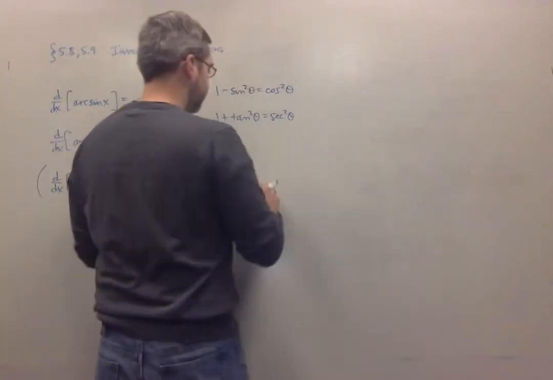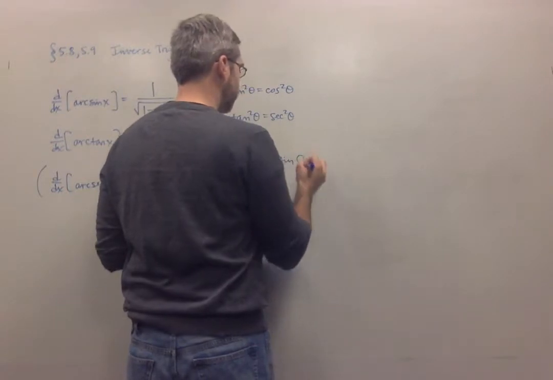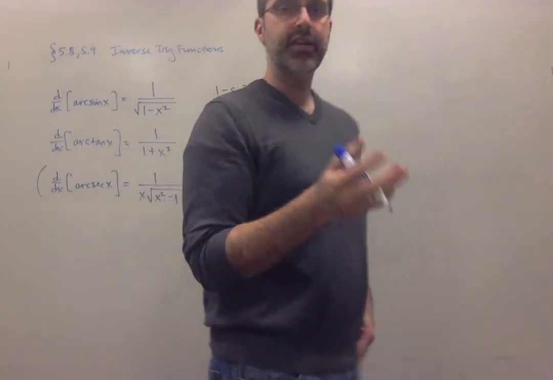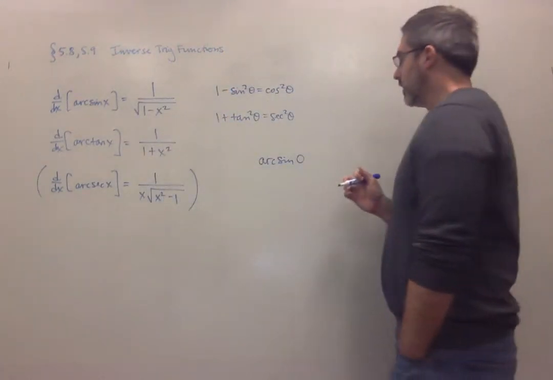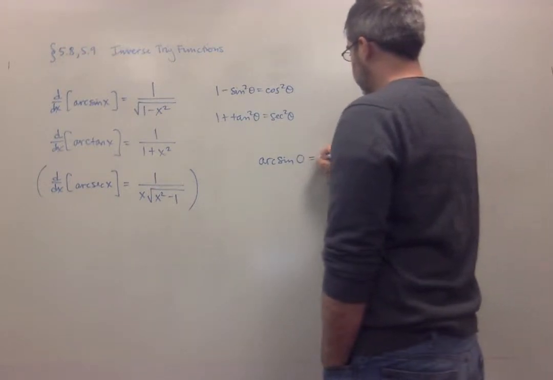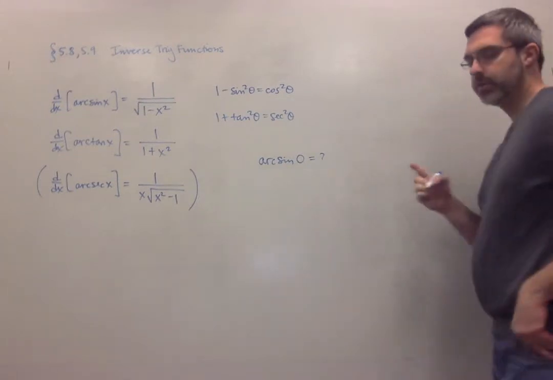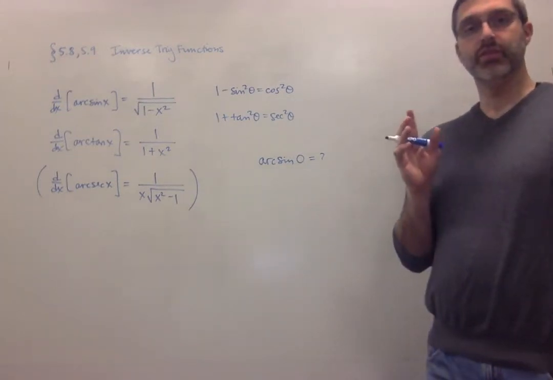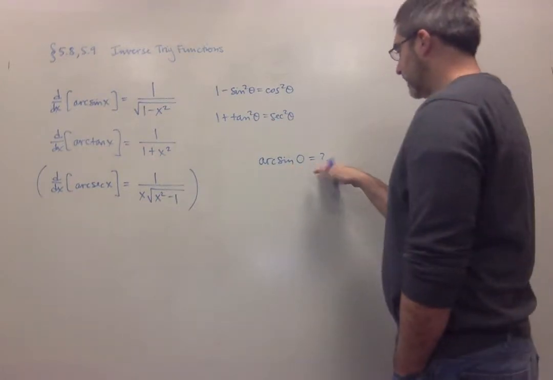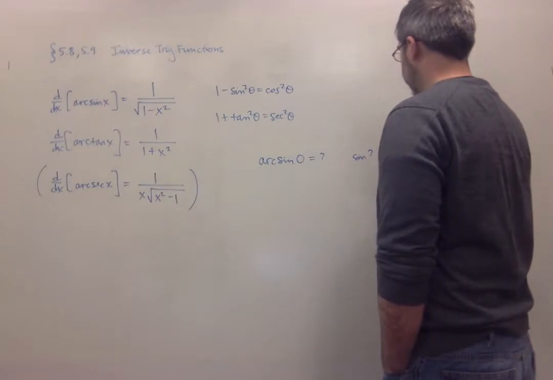When we talked about plugging numbers into inverse functions, like plugging numbers into natural log, or plugging numbers into cube root of x, or something like that, you recall that this equation can be flipped around into an equation that involves the function that we feel much more comfortable with. Okay, so arc sine of 0, what that means is the sine of something equals 0.